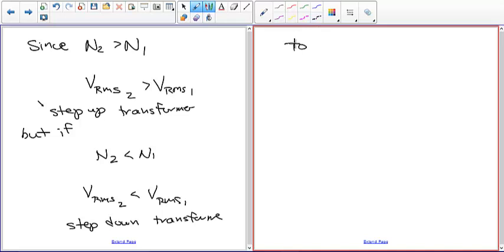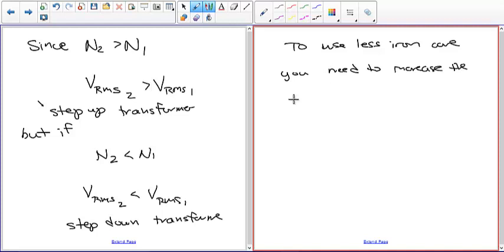So to use less iron core, you need to increase the frequency of the oscillation.